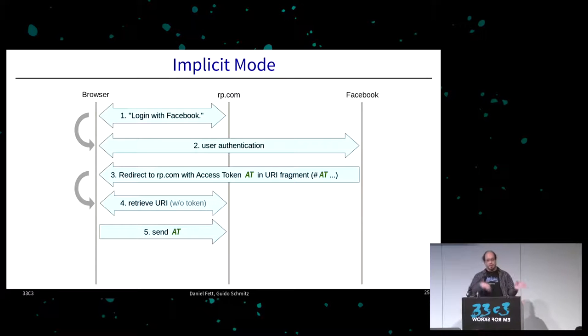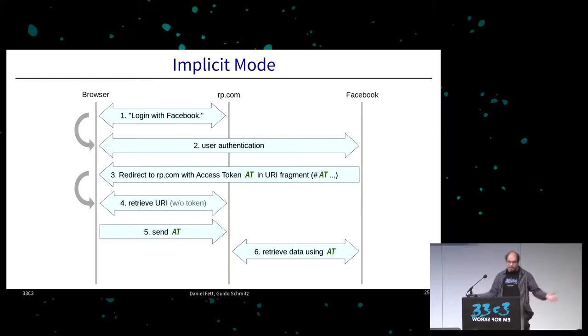And then finally, the relying party retrieves this access token. This access token is basically the same thing as in the first high level overview when I just talked about tokens. So an access token is such a token which gives the relying party access to the user's account at Facebook. And now the relying party can retrieve data or act on the user's behalf at Facebook.